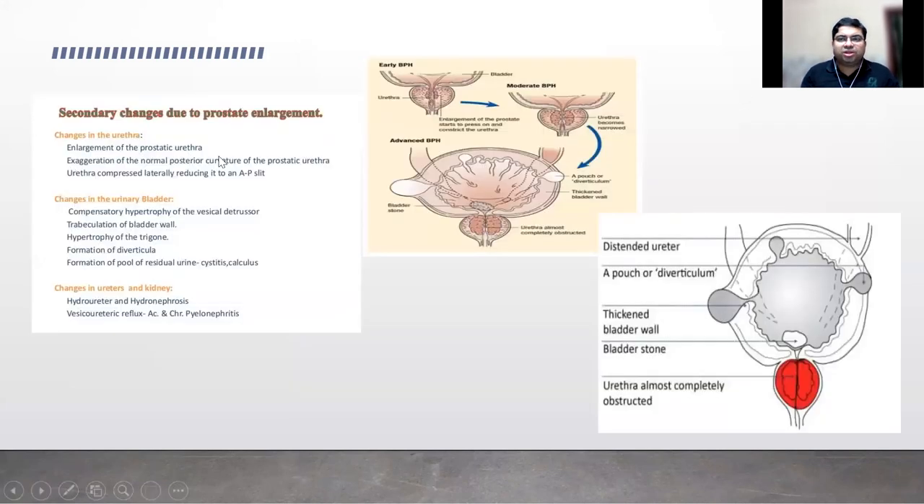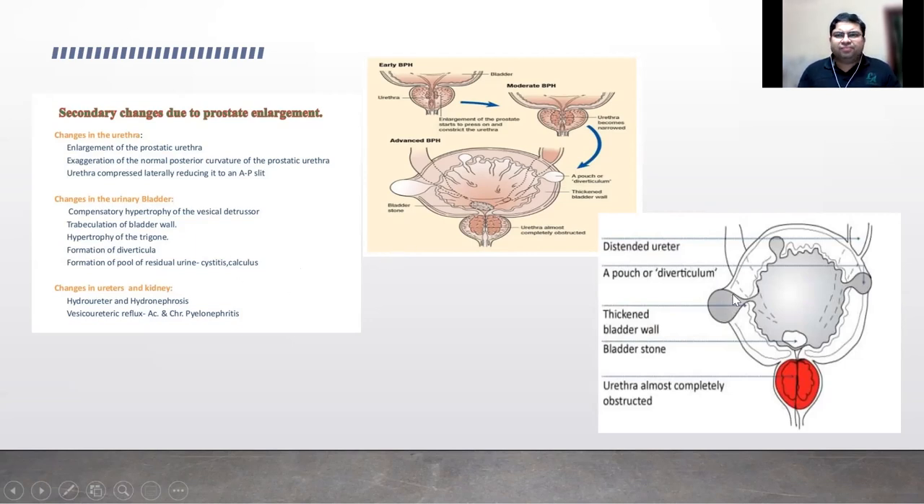The urethra becomes a slit, with the loss of its normal curvature. All this we've talked about, and ultimately there is a change in the urinary bladder. What happens in the urinary bladder? The bladder will now try to contract against the obstruction. When you go to the gym and work the muscle, the bicep grows and looks good cosmetically, and you're very happy. But the bladder detrusor becomes hypertrophied, not hyperplastic, and that's not very good for the bladder. So there is compensatory hypertrophy of the vesical detrusor, trabeculation, sacculation, and diverticulum formation, and the bladder is decompensated. Then you have the formation of residual urine, cystitis, and calculus, and all these secondary changes happen.